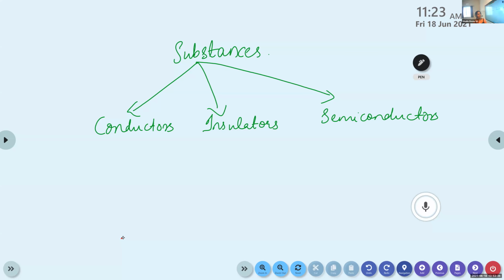There is another technique to increase the conductivity of semiconductors. What was that? That process is known as doping. Very good. Along with this, you can also write some examples. Conductors are usually metals and alloys.